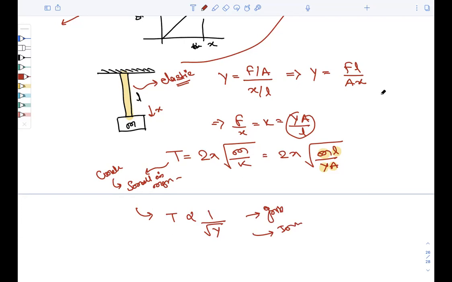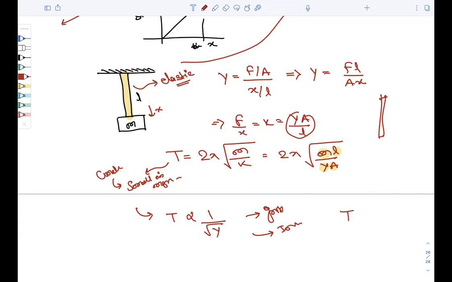So as far as the wire is concerned, in several situations we have to talk about the time period, right? In some cases, we need a large oscillation. In some cases, we want to reduce oscillation. So which type of material we should take for that depends upon the Young's modulus, right?